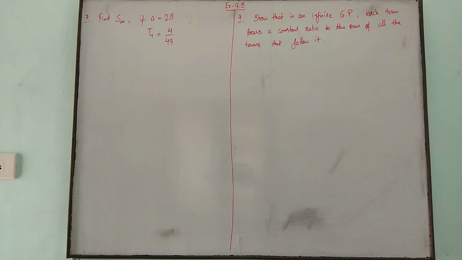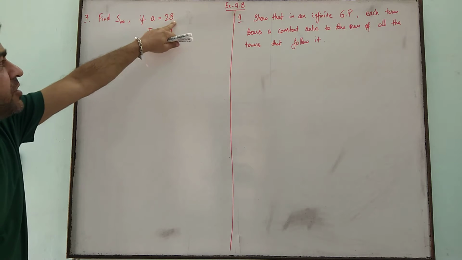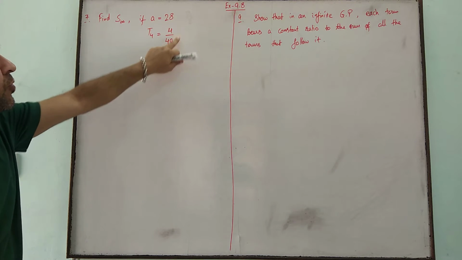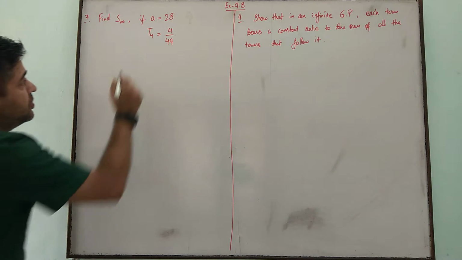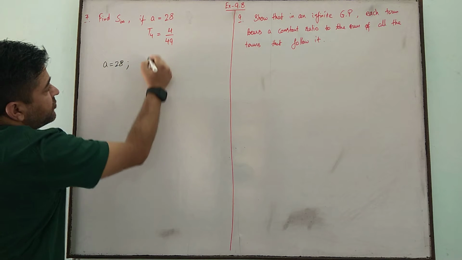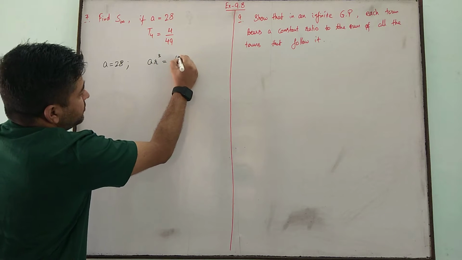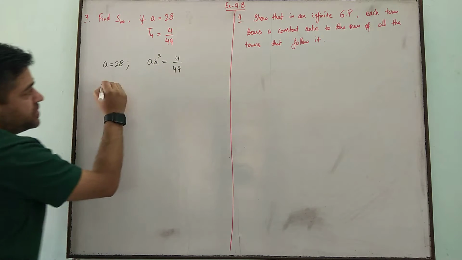So we are doing the sum up to infinity of a GP sequence. Exercise 9.8, question number 7. He said find the sum up to infinity of the GP if the first term is given as 28 and the fourth term is given as 4 by 49. Now the first term is 28 and the fourth term, that means AR cube, is given as 4 by 49. So solve these two equations.